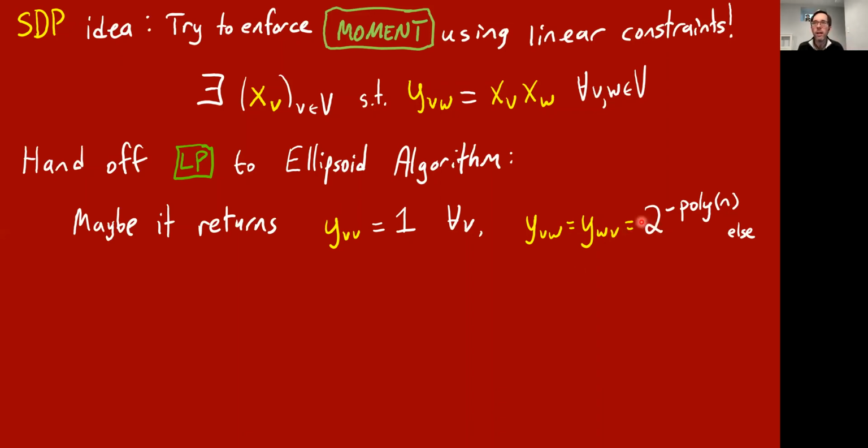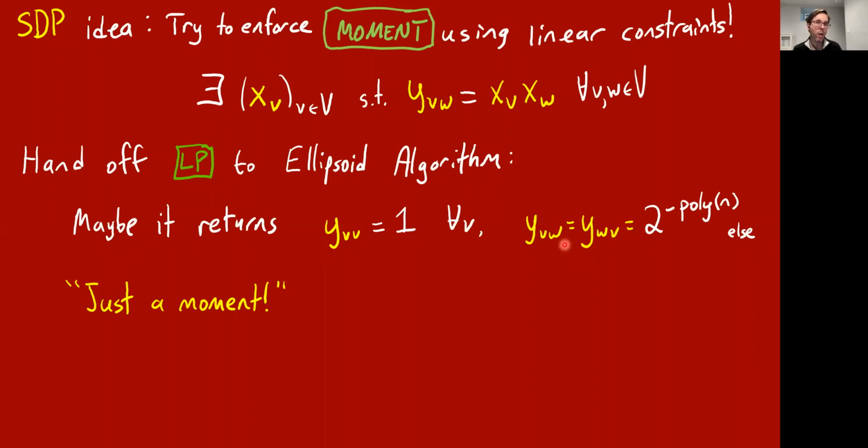Actually, I think I meant to write here negative of 2 to the poly n, not 2 to the minus poly n. I meant to say some super negative value. Anyway, imagine it gave you back a bunch of negative values for the y's. Well, it turns out that the giant negative values for the y's are not going to satisfy the moment constraints. And so imagine the ellipsoid algorithm did this to you, and then you came back and said, hey, just a moment, ellipsoid algorithm.